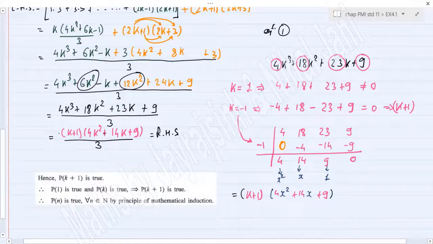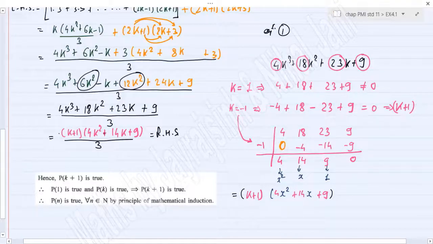Hence p of k plus 1 is true. Therefore p of 1 is true, p of k is true, p of k plus 1 is true. P of n is true by principle of mathematical induction. Ta-da!